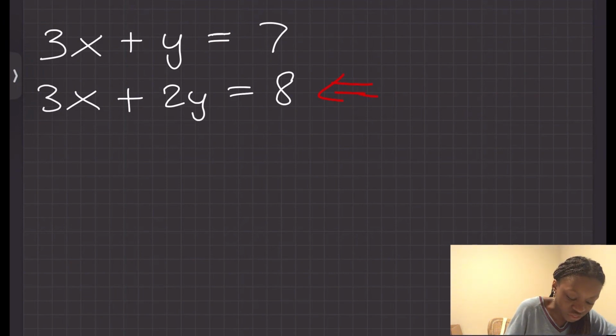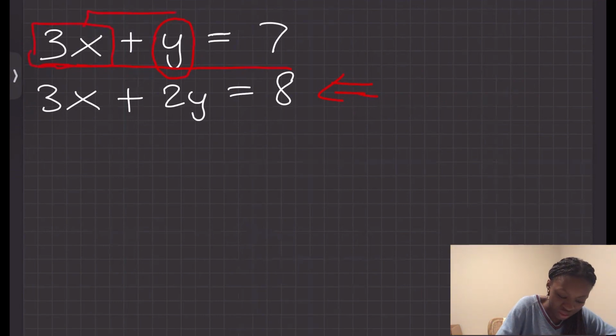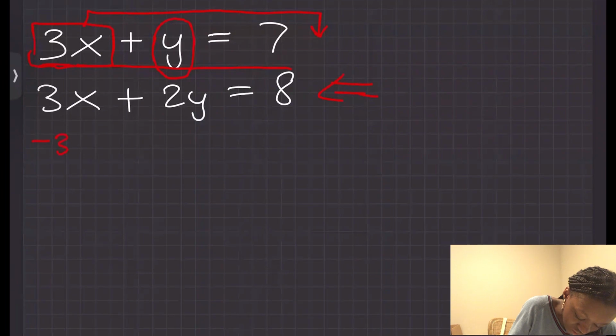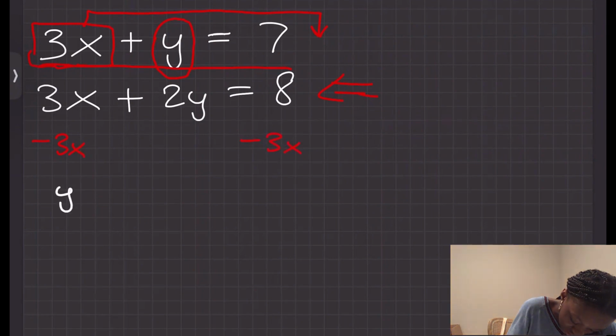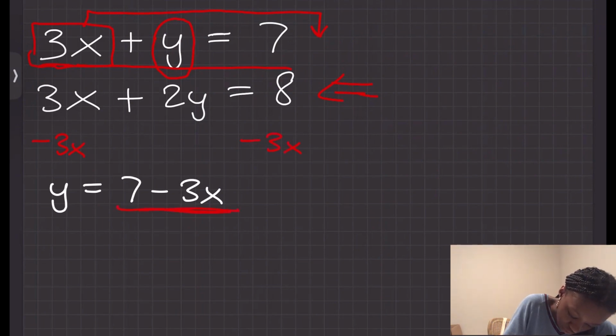We see that this first equation is a 3x plus y problem. So in order to substitute, we need to get the y by itself on one side of the equal sign so that we have something to substitute with. That means we need to take this entire 3x over here and move it all the way over here. How can we do that? Well, we can subtract 3x from both sides. And that gives us y is equal to 7 minus 3x, just like that. So now that we know y is equal to 7 minus 3x, we can substitute this for this.